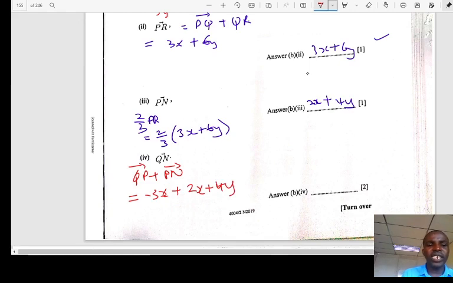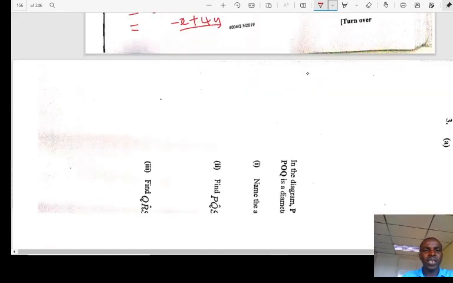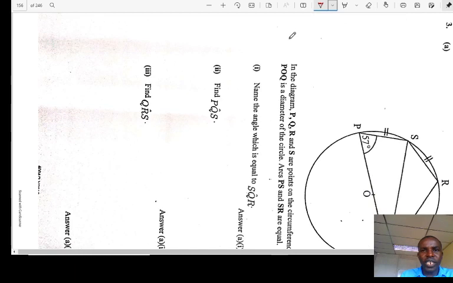Done. Then collect like terms and simplify, they are already collected here. Minus 3x plus 2x is minus x, plus 4y. So you can start with a positive here. 4y minus x. Done. Right, next question. Question number 3.